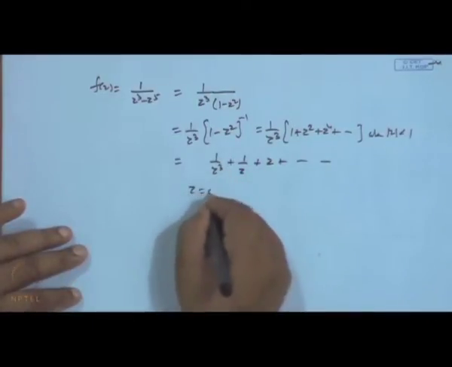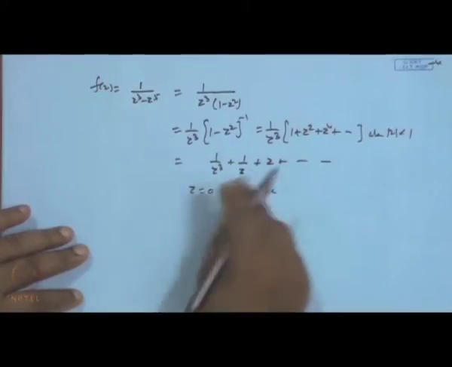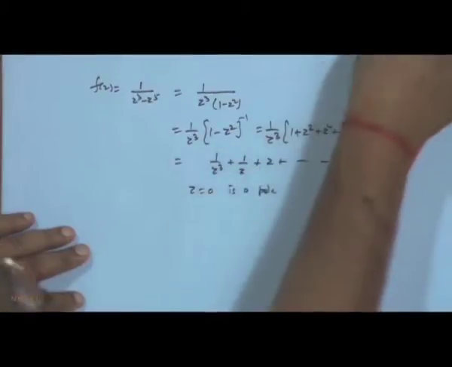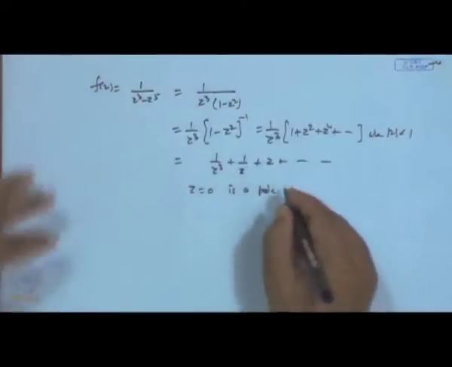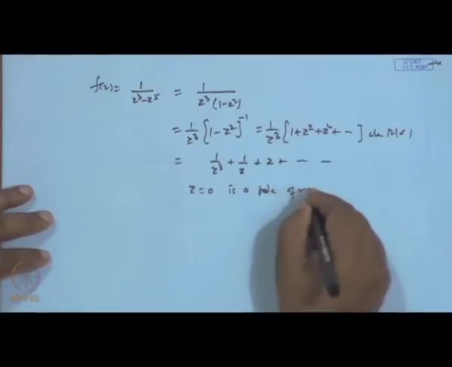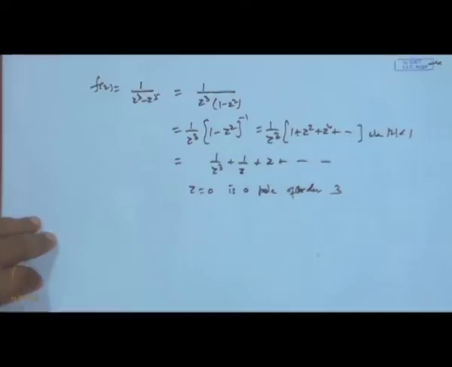So, z equal to 0 is a pole because it is the first term. If you remember, b 1 by z minus z naught, that is available; b 2 is missing, b 2 is 0; b 3 is 1 by z cube. So it is a pole of order 3, of order 3 like this.